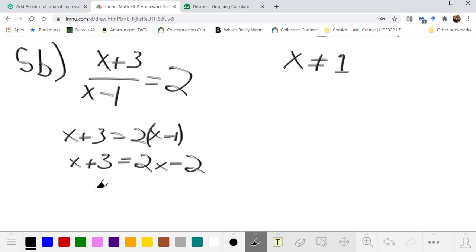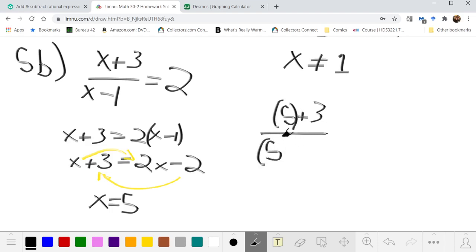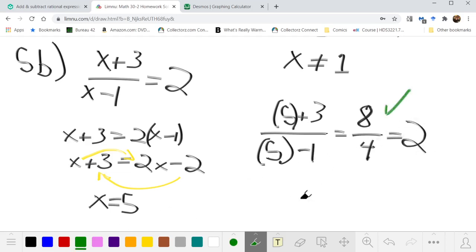We can bring that across. The minus 2 comes over here to become a plus 2, combined with the 3 to make a 5. Our x comes to the right, cancels one of these x's, so we have x equals 5. To verify, 5 plus 3, getting ahead of myself, for 5 minus 1 is 8 over 4, which is indeed 2. So 5b checks out. x is 5, and it's not allowed to be 1.